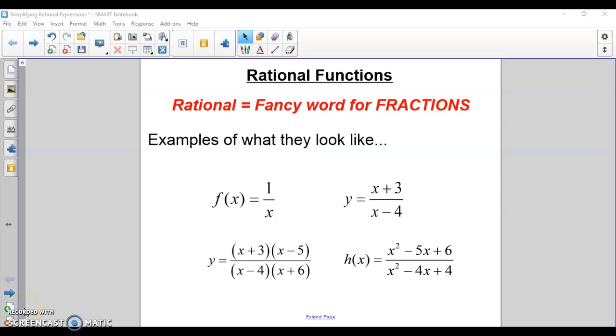Alright, we are moving on from polynomial long division and synthetic division and all that. We're moving on to rational functions next. We'll be here for a few weeks. Rational functions, just a fancy word for saying fractions. These are just some examples of what you're going to be seeing them look like.